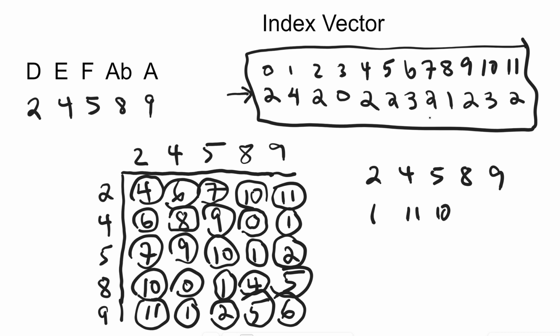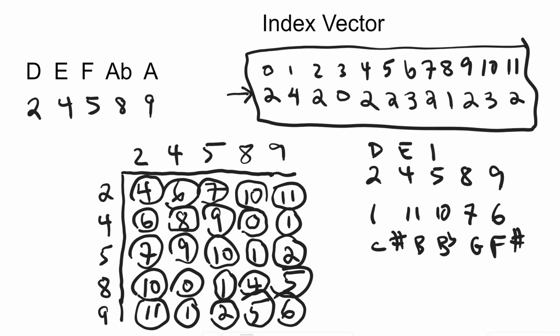10 plus 5 is 15. 8 plus 7 is 15. 9 plus 6 is 15. So here we can use those larger numbers to just go through this quickly. So 15, remember, is 3 mod 12. All right, so this would result in the notes C sharp, B, B flat, G, F sharp. And remember, our original notes were D, E, F, A flat, and A. No common tones between those two groups.